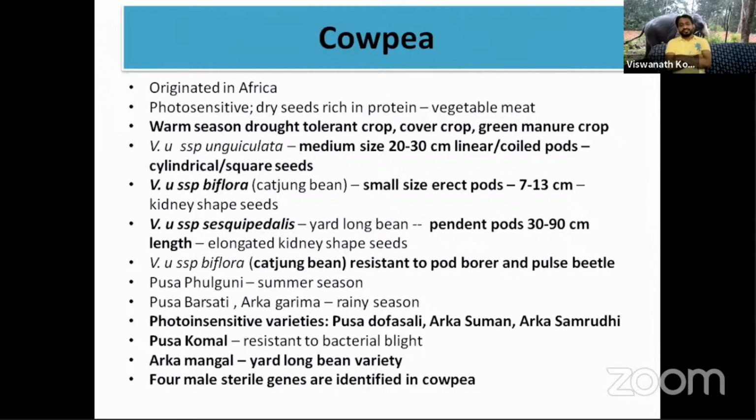And Pusa Komal is resistant to bacterial blight. Arka Mangala is a yardlong bean variety. The pod length is 30 to 90 centimeters. And 4 male sterile genes are also identified in cowpea, but not commercially utilized so far.